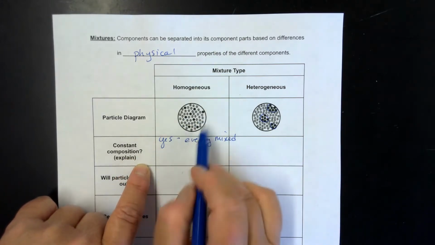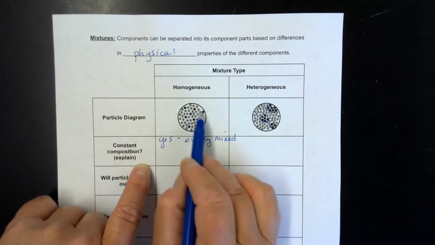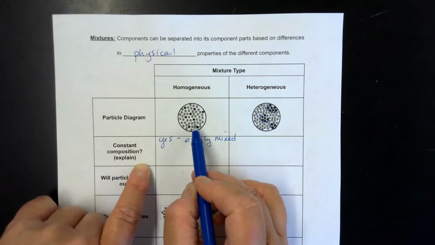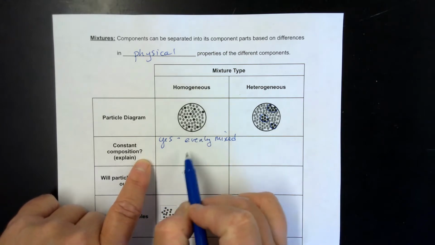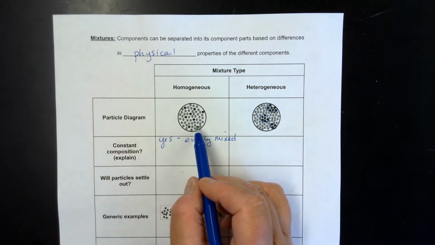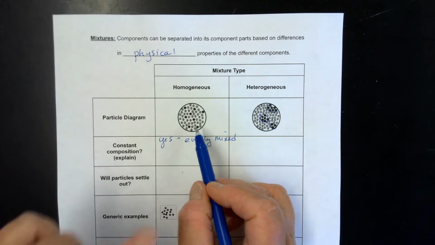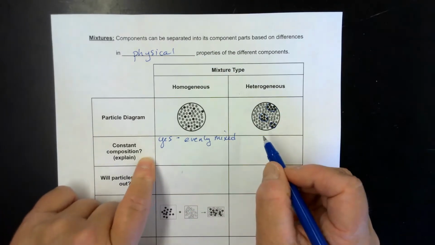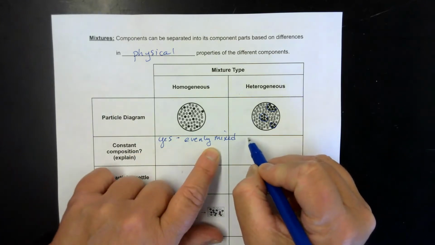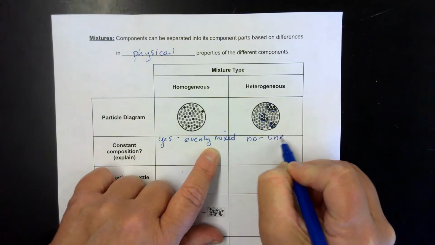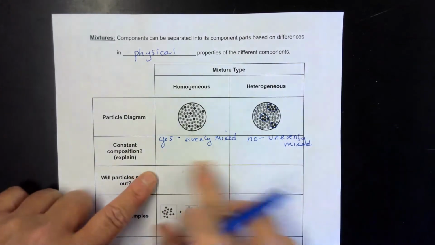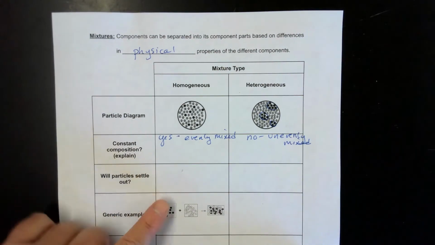And what's crazy is, you would never actually see the particle diagram. That's just our two-dimensional modeling. We're going to be talking in a moment about what a homogeneous mixture looks like on a normal everyday scale. We'll come back to this box in a minute. So homogeneous, yes, is constant composition. It is evenly mixed. Heterogeneous, no, it is unevenly mixed. We're leaving space because we're going to come back to that in a second.